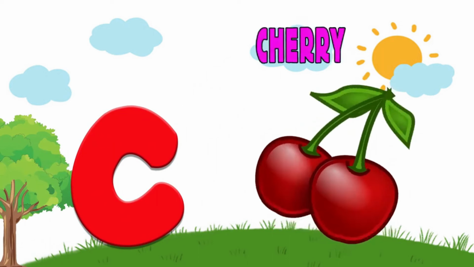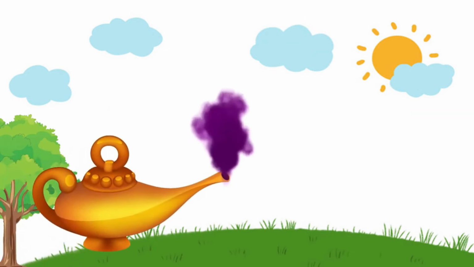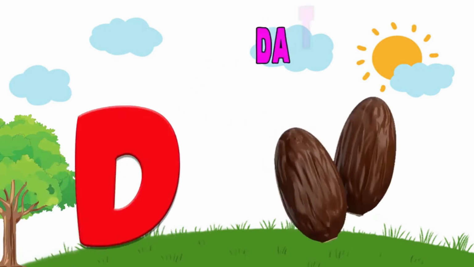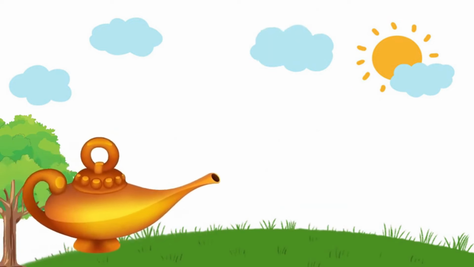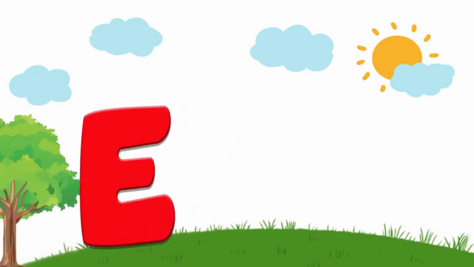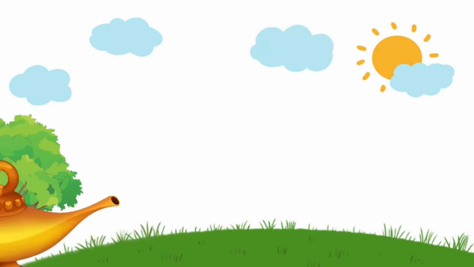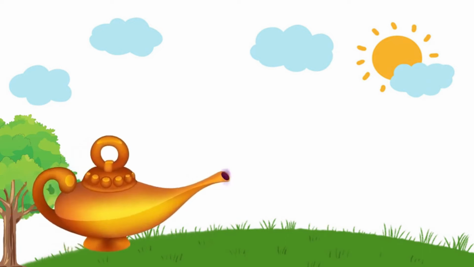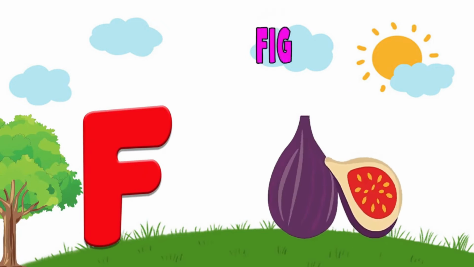C is for cherry. D is for date. E is for egg fruit. F is for fig.